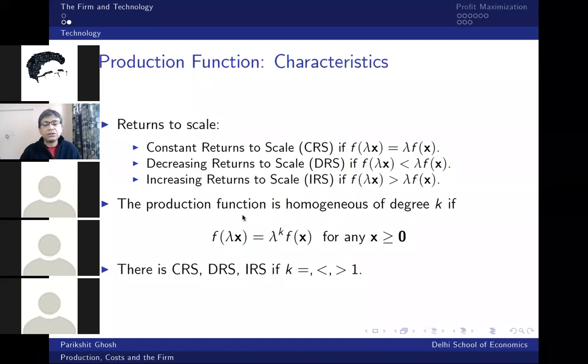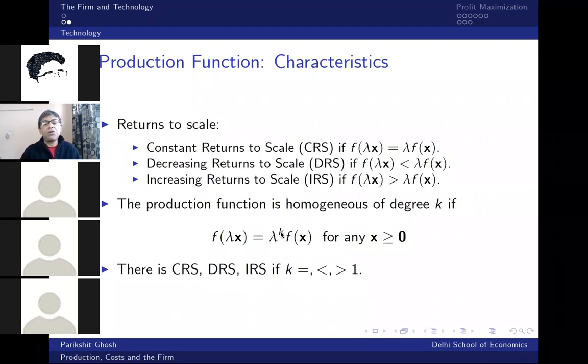Mathematically speaking, we'll think of homogeneous production functions. So what are those objects? A production function is homogeneous of degree k if for every input vector, you have this relationship: if you multiply all inputs by lambda, then your output goes up by the factor lambda to the power k, where k is some constant.